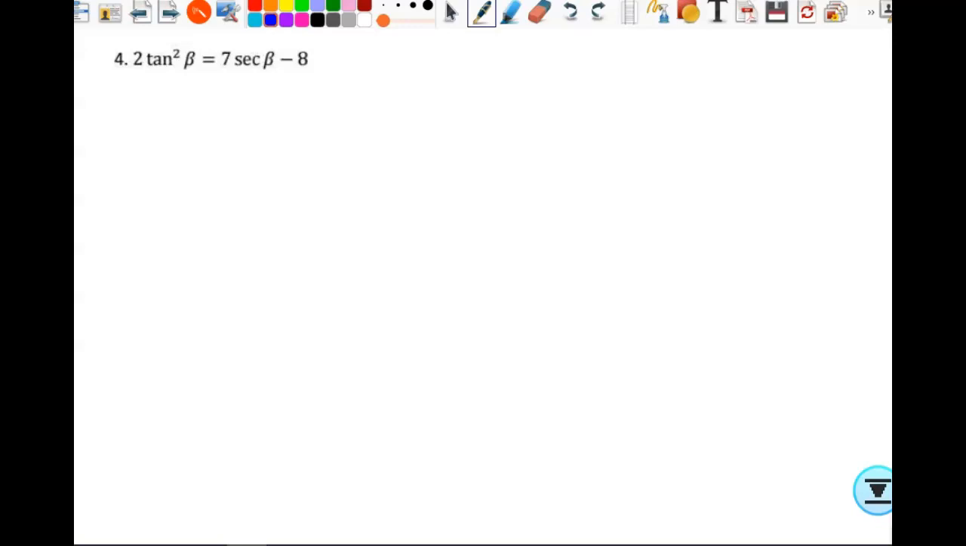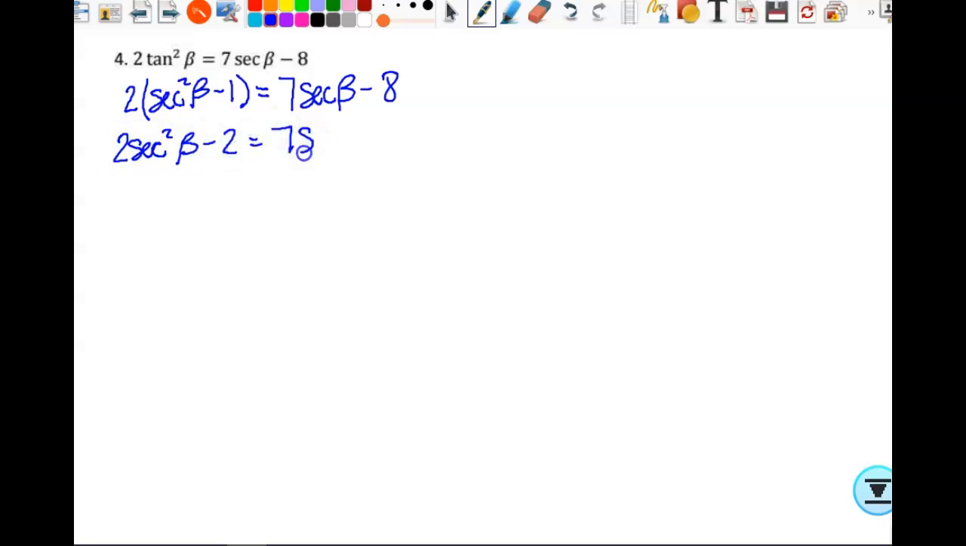So what this actually says is tangent squared plus 1 equals secant squared. Since I want to replace this, I'm going to make that into 2 times secant squared minus 1. So 2 times secant squared beta minus 1, parentheses because there were 2 terms, equals 7 secant beta minus 8. So I will distribute and get 2 secant squared beta minus 2 equals 7 secant beta minus 8.